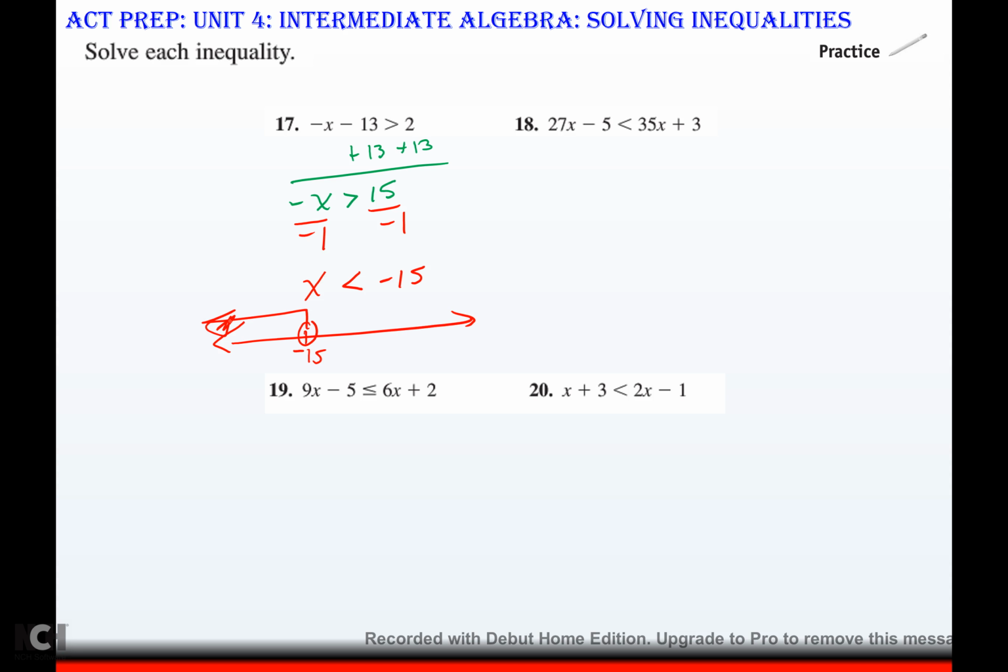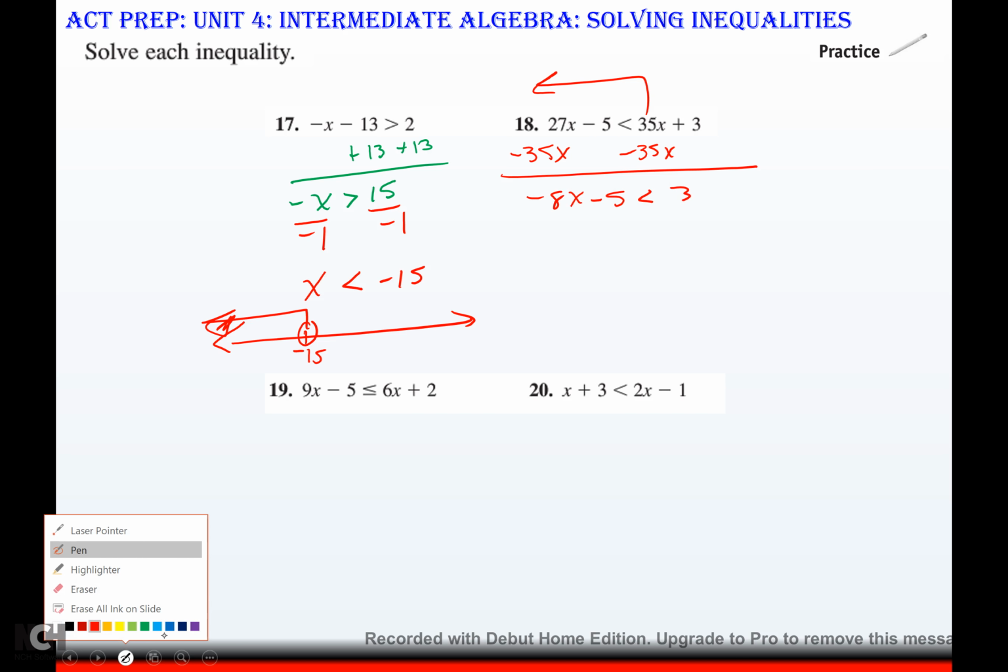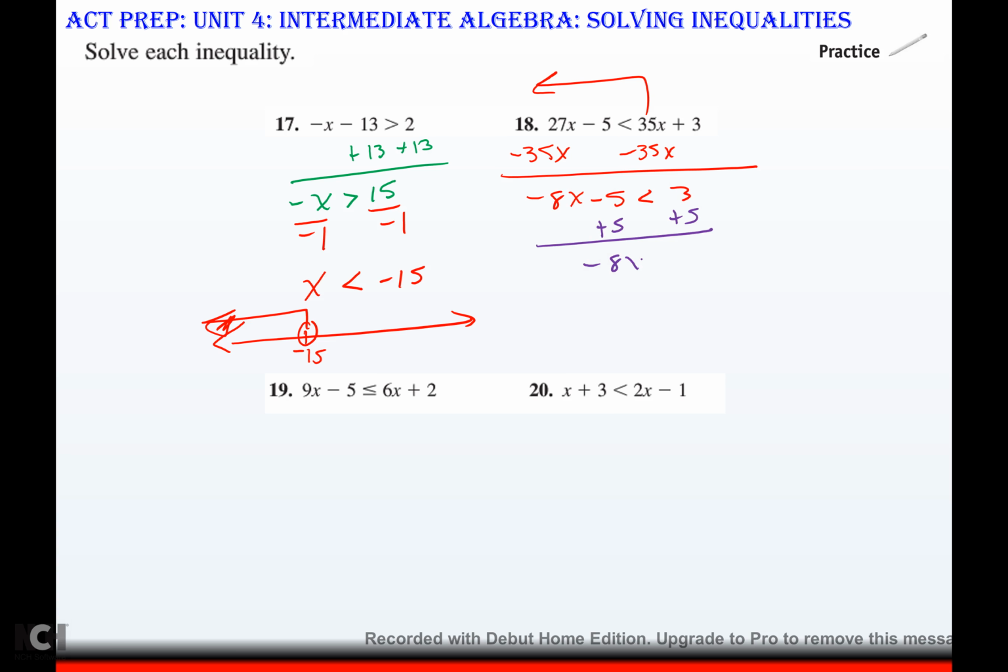Alright, 18. I've got x's on both sides, so I'm moving this one over. Minus 35x, minus 35x. That gives me negative 8x minus 5 less than 3. And now I can get x alone, so I'm going to add 5 first. That gives me negative 8x less than 8. Divide by negative 8, which will flip the inequality and give me x greater than negative 1, which means I cannot include negative 1, but anything bigger would work.